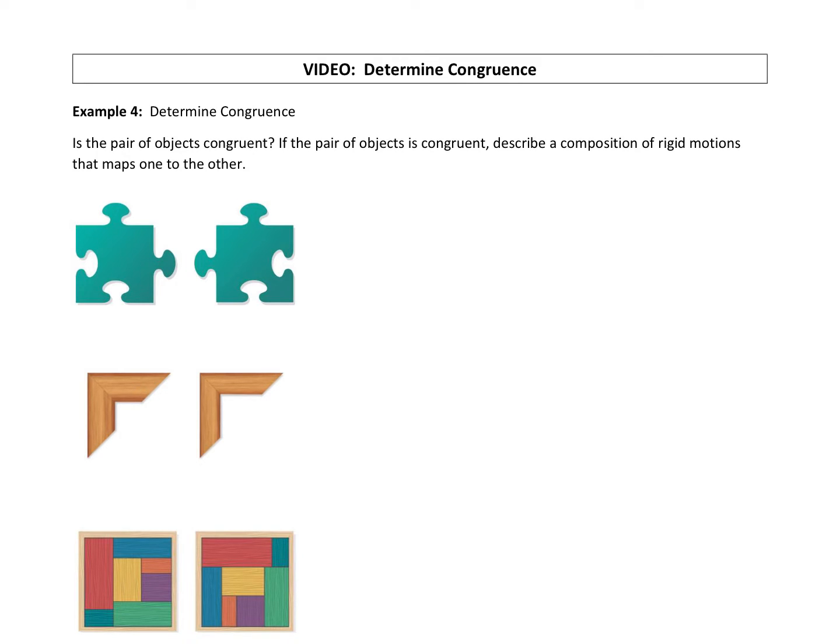All right, in this last example, at least I think it's our last example, we're going to determine congruence. Is the pair of objects congruent? If the pair of objects is congruent, describe a composition of rigid motions, or if it's a single rigid motion, that's okay too, that maps one onto the other. So here we have these puzzle pieces. Is there a rigid motion or a composition of rigid motions that maps one to the other?